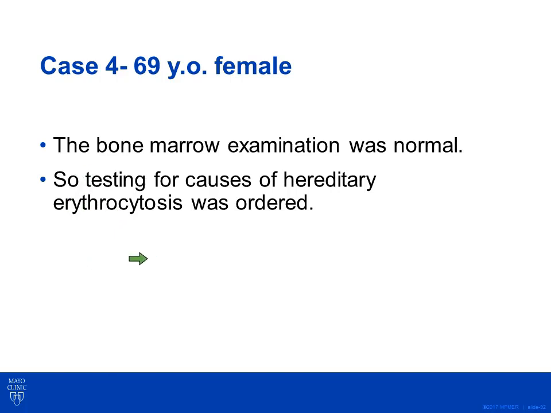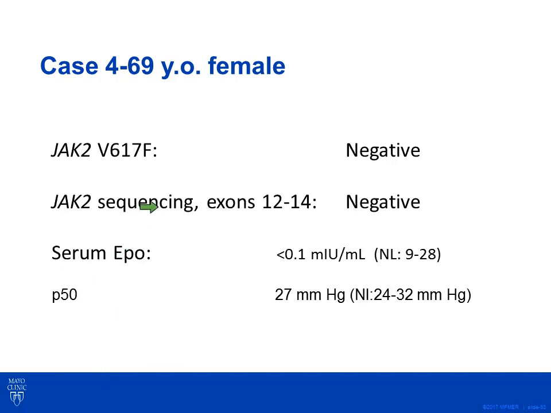So testing was begun for hereditary erythrocytosis. The JAK2 V617F was repeated, was negative. Exon 12 to 14 sequencing was also done and was negative. Very interestingly, her serum EPO was extremely low. Once again, if somebody had done an EPO a while ago, this is characteristic of P. vera, but this might have been another reason why the diagnosis was still considered correct. Here's her P50. I won't show the slide, but it was within normal limits.